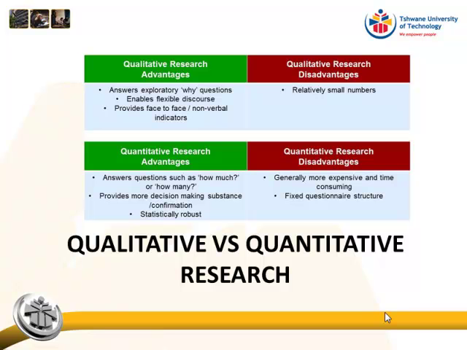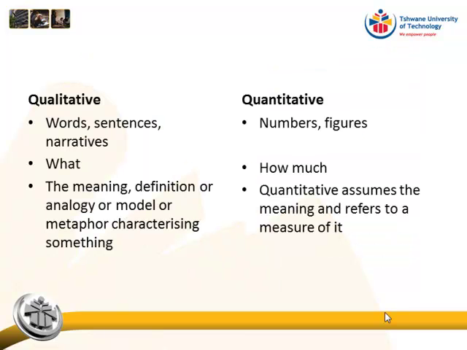Whereas with qualitative, you ask more open-ended questions, so the respondent can tell you more detail of what they think and what they perceive. Okay, so this I've basically discussed. Words, sentences, narratives, what the meaning, definition, or analogy, or model, or metaphor characterizing something. Whereas here we have numbers and figures. How much? So how much do you agree with this statement?